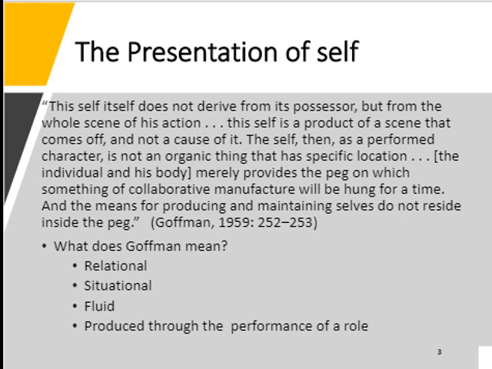Goffman doesn't think that we can discuss people's selves abstracted from their social situations, and he writes in this quote that the self does not derive from its possessor, but from the whole scene of his action. The self is a product of the scene, so the self is a product of the place of interaction, the context of interaction, and the other people involved. It is a performed character in a particular moment.